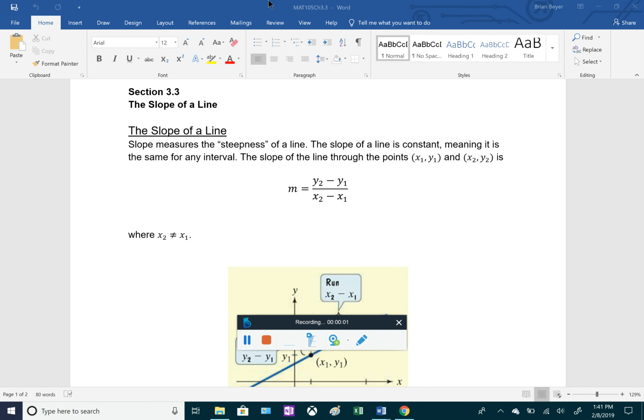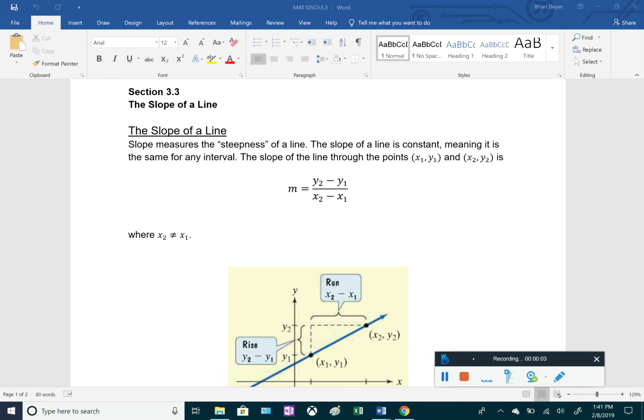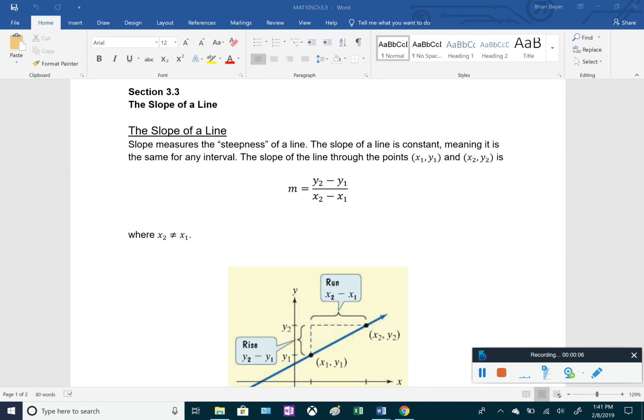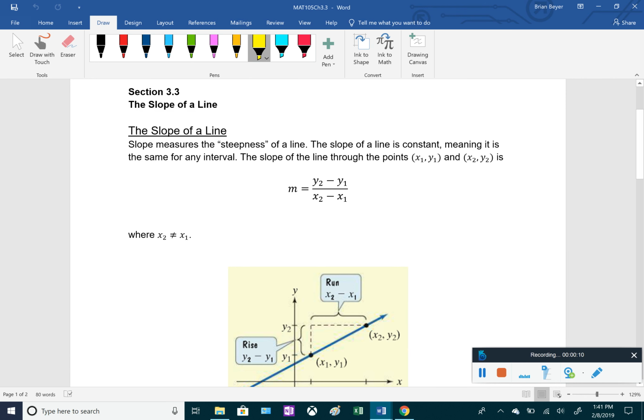So in chapter 3.3, we're going to be going over the slope of a line and the formula for the slope of the line. So slope measures the steepness of a line. Over the whole entire line, the slope of a line is constant. So what that means is that if we calculated the slope for any interval over that line, it will be the same exact slope.